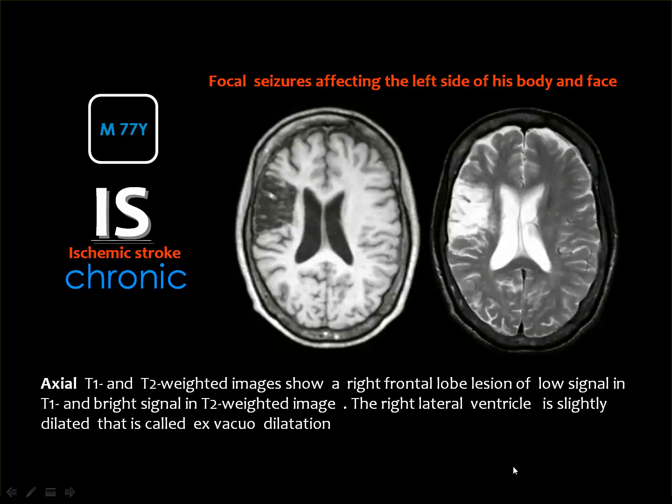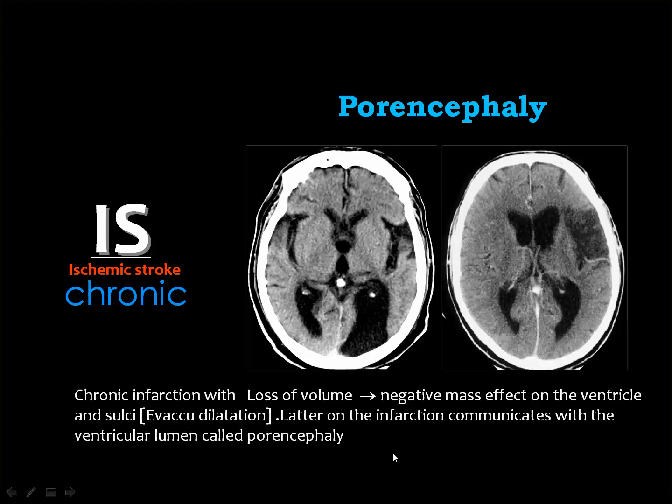Then if you look at the MRI and you want to know if this infarction is acute, subacute, or chronic, you look at the ventricle on the side of the infarction. If the ventricle is compressed, this is acute. If it is dilated, this is chronic. If it is not changed compared to the opposite one, this is subacute.